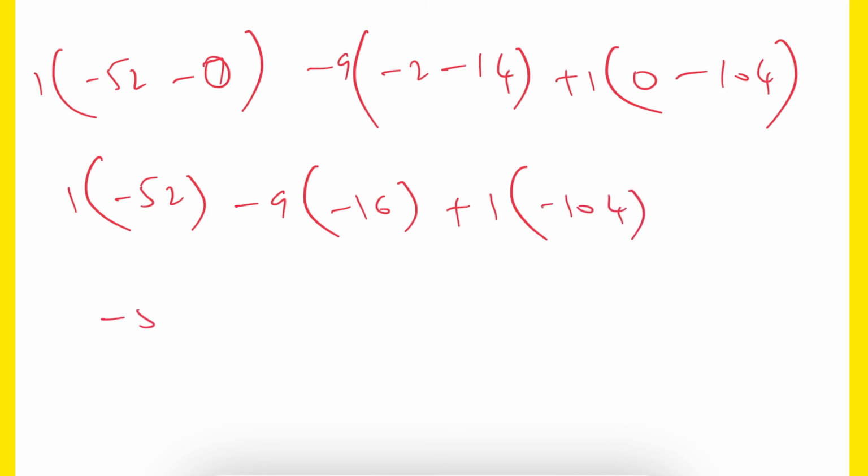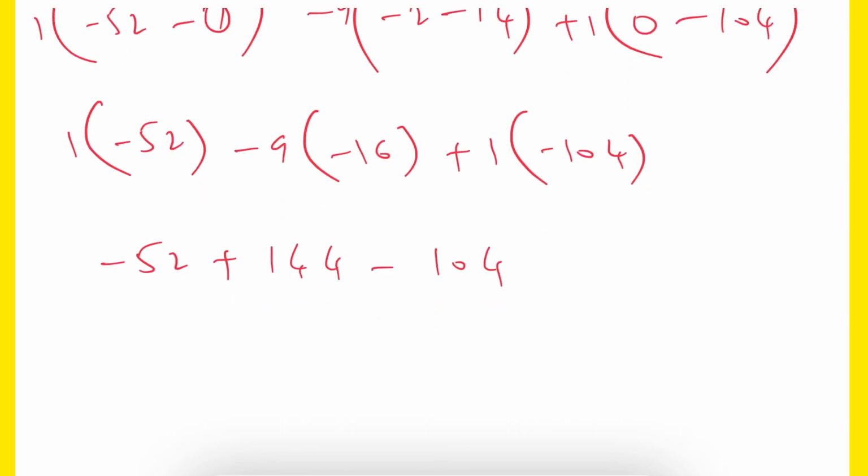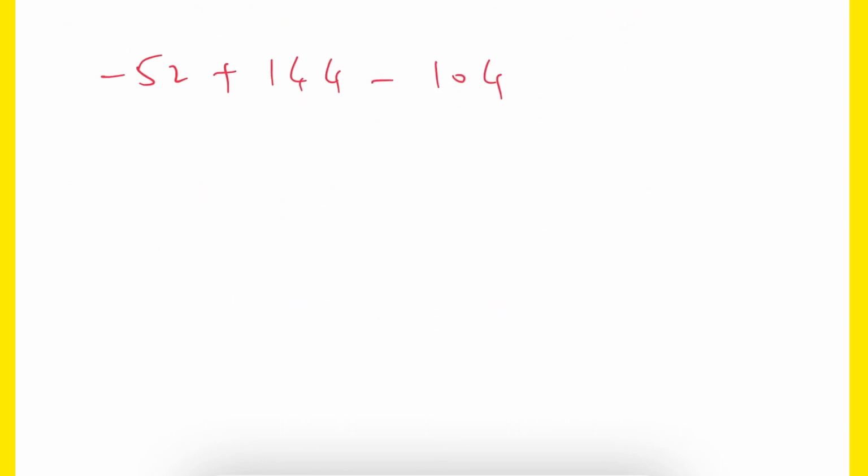Next, 1 into minus 52, minus into minus plus 9 into 16, it's nothing but 144, plus into minus minus 104. If you simplify this, minus 52 minus 104 will become minus 156, plus 144. It's nothing but minus 12.